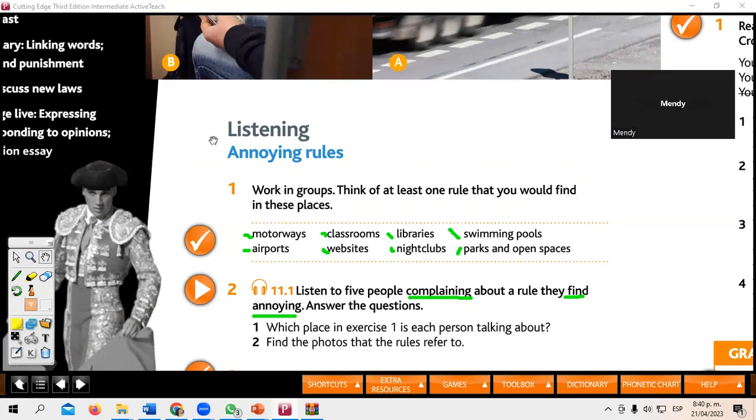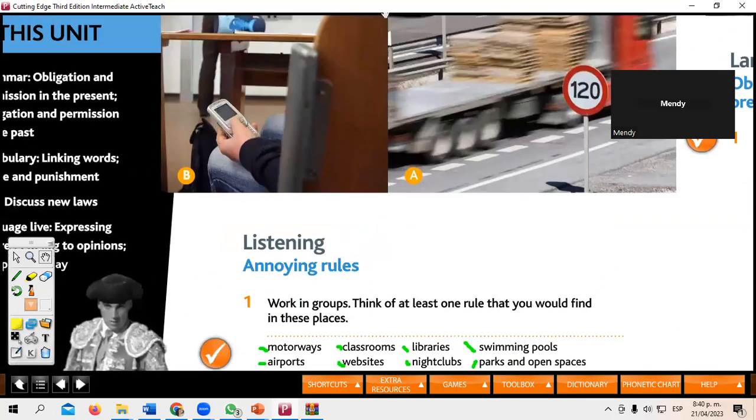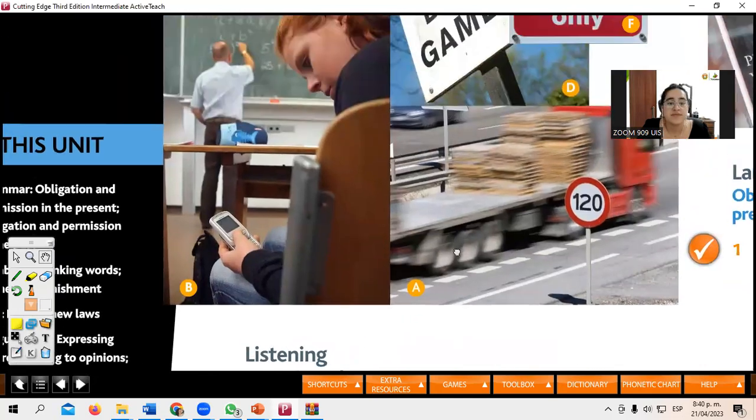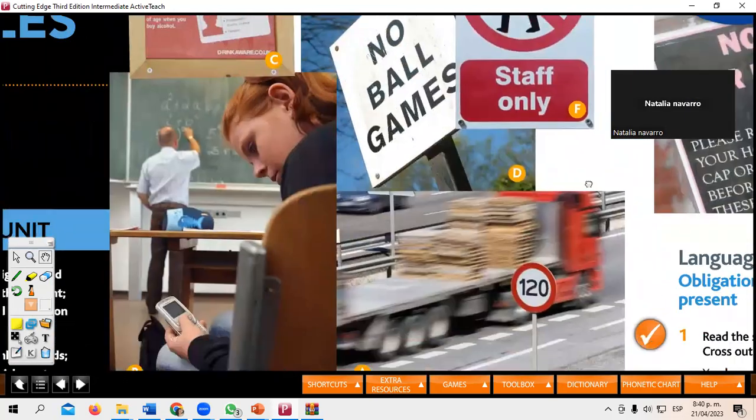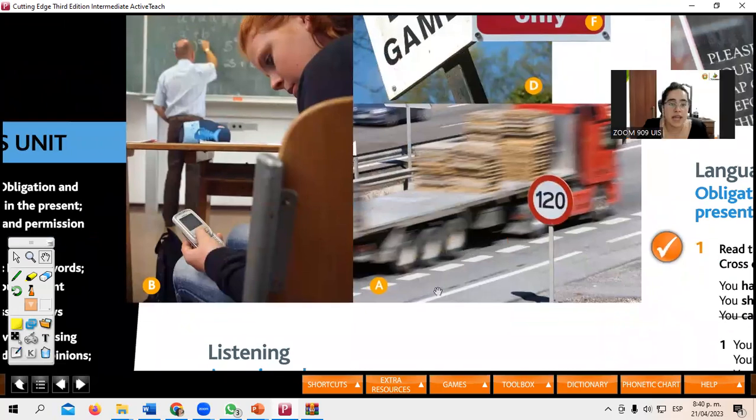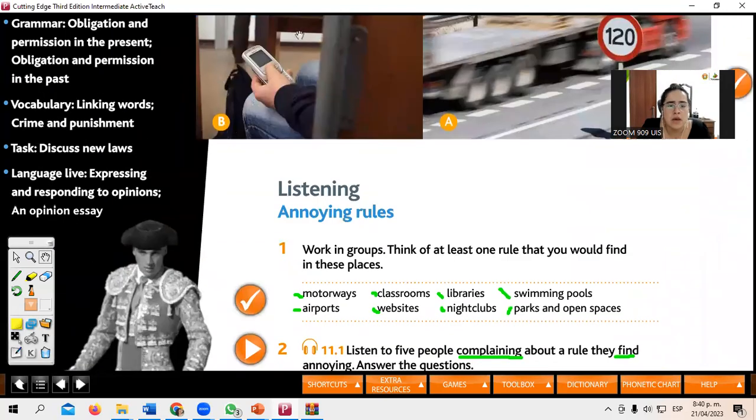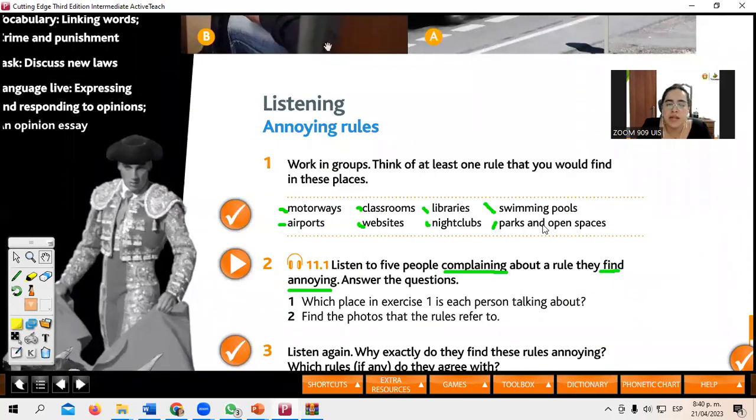Teacher, excuse me, I don't have the answer. Natalia, what's the answer? The picture A. Picture A. And what is the place? Motorways. It's motorways, yes. Motorways. Good. Continue, Catherine. I saw your hand. So what's number 3?